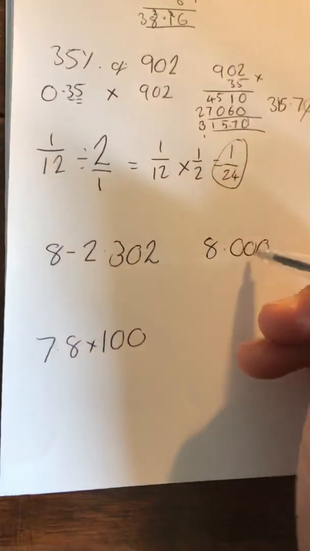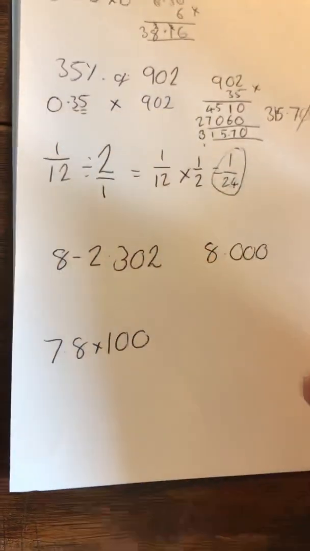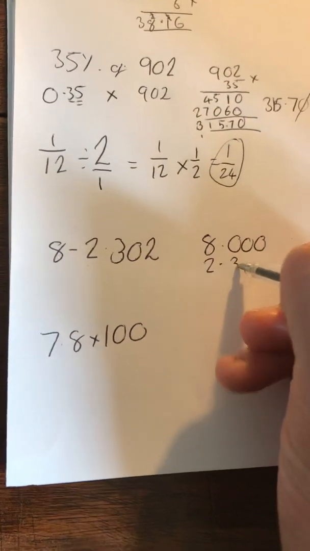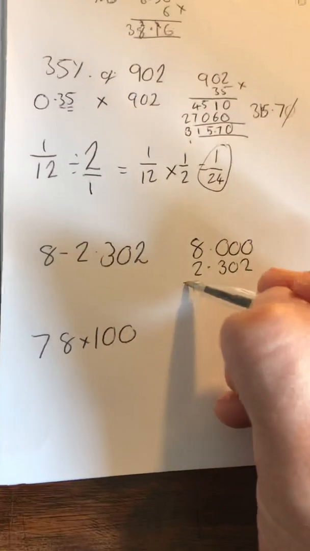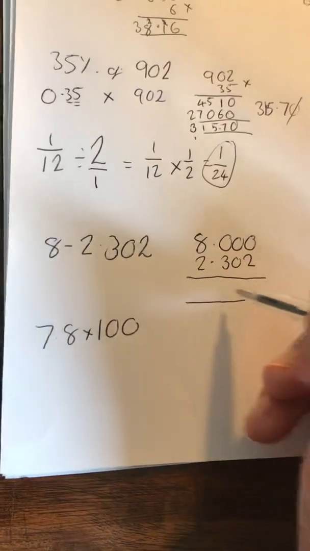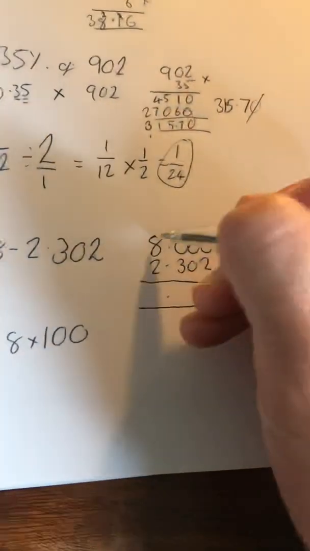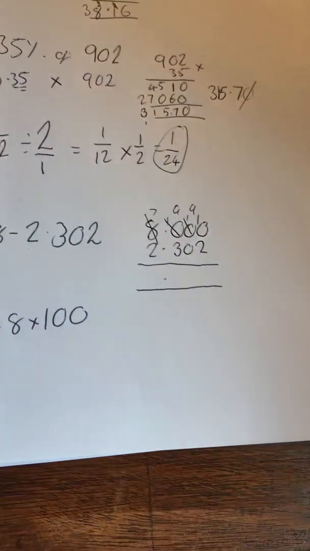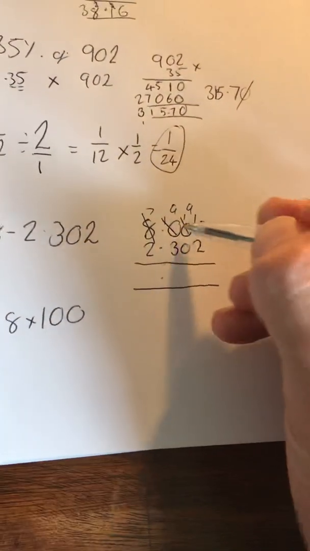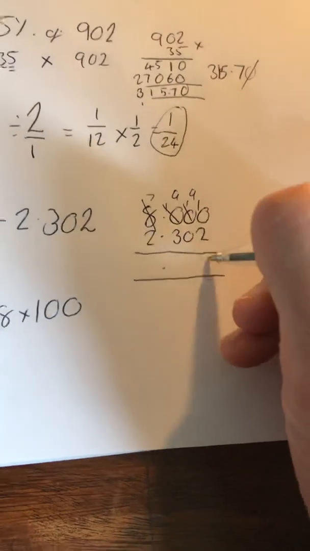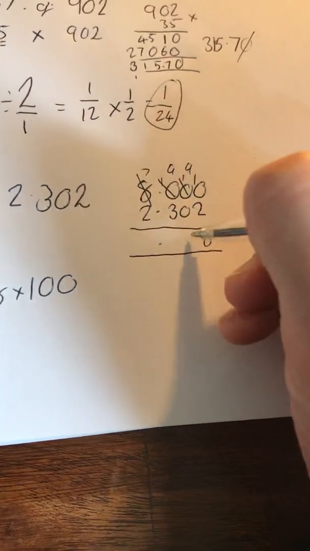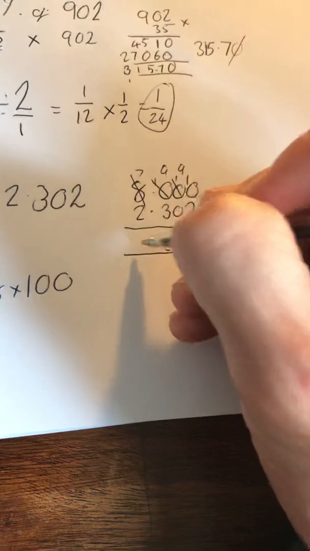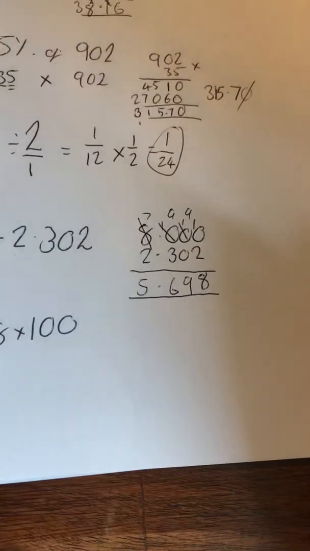I'm putting 8.000 because I've got 3 decimal places here, so when I put 2.302, I can now start to subtract. That looks more helpful, doesn't it? Because the digits on top are smaller across there. 10 take away 2 is 8, 9 take away 0 is 9, 9 take away 3, 7 take away 2, 5.698.